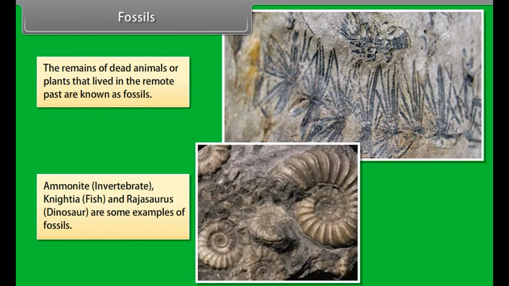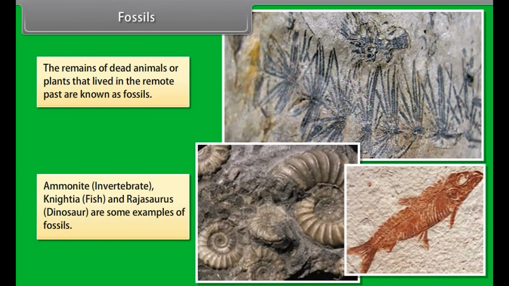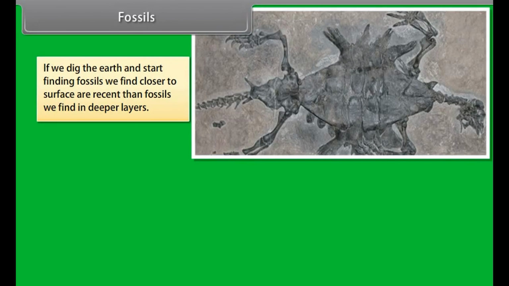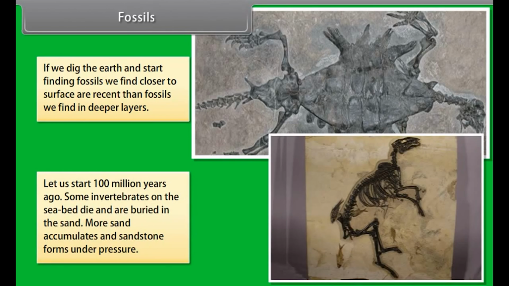Ammonite, an invertebrate, Nicaea, a fish, and Rajasaurus, a dinosaur, are some examples of fossils. If we dig the earth and start finding fossils, the ones closer to the surface are more recent than the fossils we find in deeper layers. Let us start 100 million years ago. Some invertebrates on the seabed die and are buried in the sand. More sand accumulates and sandstone forms under pressure.